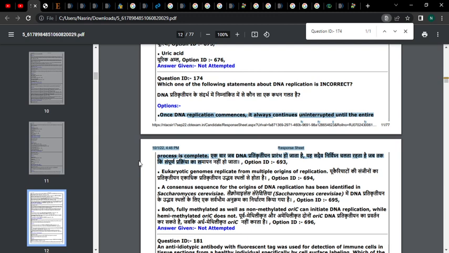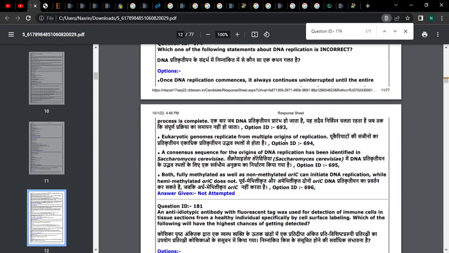This is an incorrect statement. Whereas if you take the eukaryotic genome, it replicates from multiple origins of replication, which is absolutely a correct statement. There are numerous origins of replication available in the eukaryotic genome, as well as the consensus sequence, that is the autonomously replicating sequence, the ARS sequence, that originated from Saccharomyces cerevisiae. And the last option is also absolutely correct.